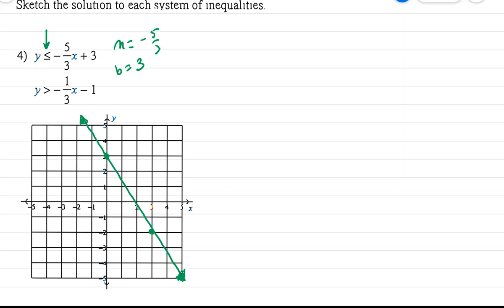So now we're going to decide what is our half plane. We choose an easy point to work with that's not on the graph. Always choose 0, 0 as long as this line is not on 0, 0. So we're going to come over here and use 0, 0 in our equation. Y is less than or equal to negative 5/3 x plus 3. Y goes to 0. The inequality stays the same. The negative 5/3 does not change.